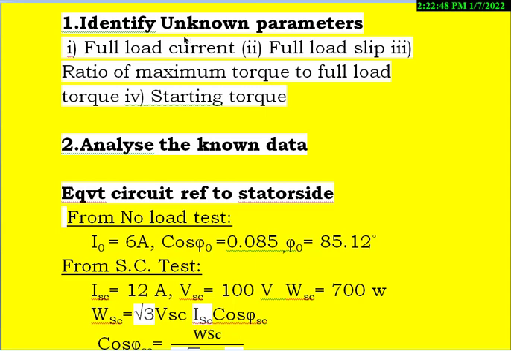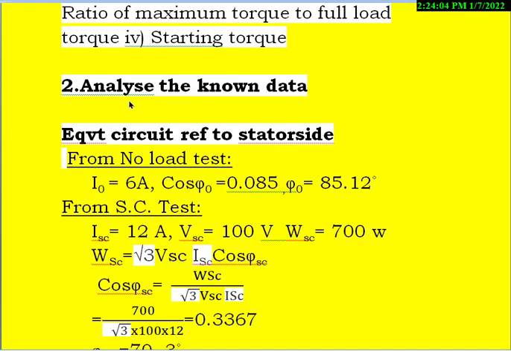So, when it comes to the unknown parameters, the first is full load current. Second is full load slip. Third is ratio of maximum torque to full load torque. Fourth is starting torque.